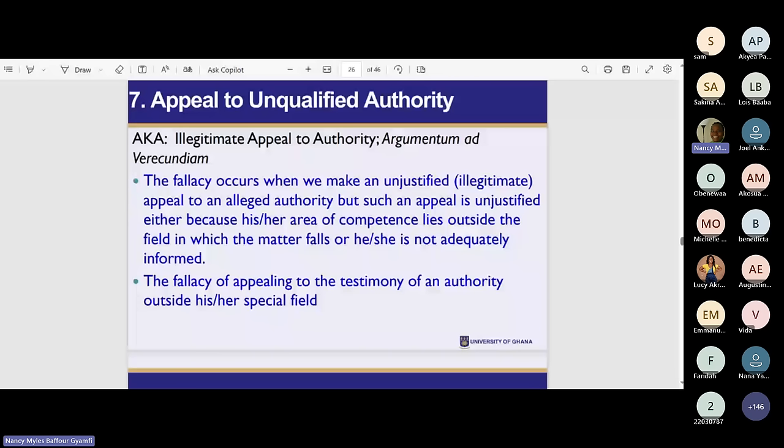Okay, just that. Benedicta, please read for me from the blue. Appeal from the blue. The fallacy. Yes, read, go ahead.